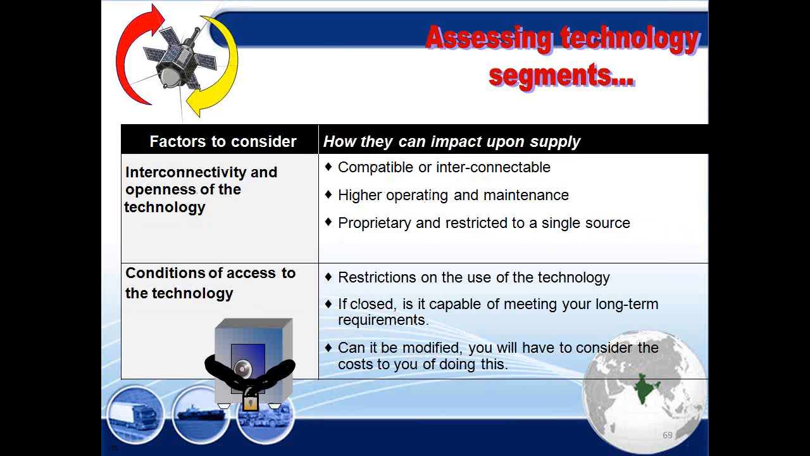Interconnectivity, openness of technologies, and conditions of access to the technologies. If access is very restricted, you will like to avoid those places, because for you technology is very crucial to sell your product. So you're buying the technology and you want to be sure that there are not too many restrictions on the user.